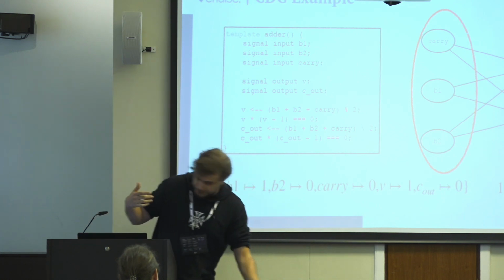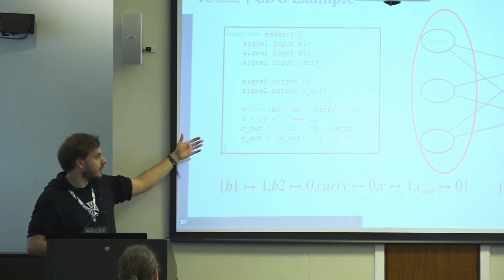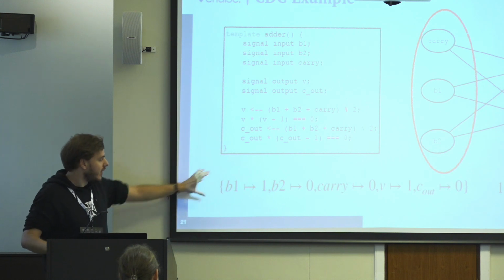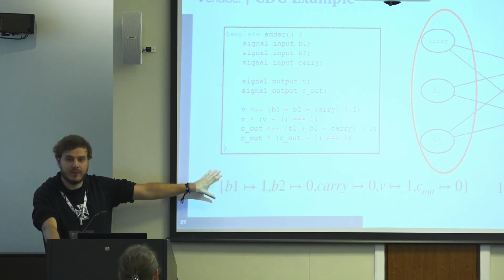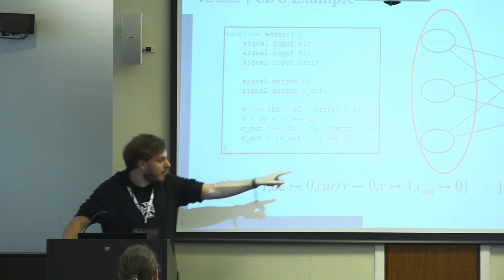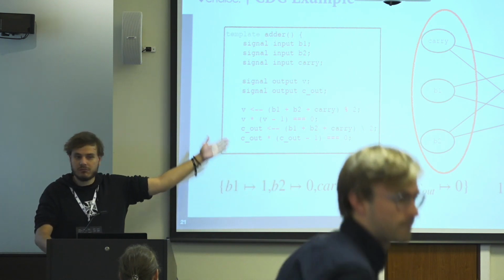So with this circuit, and since this is unconstrained, we can have this assignment, for example, this witness, where we try to sum 1 plus 0 is equal to 1. Good enough.